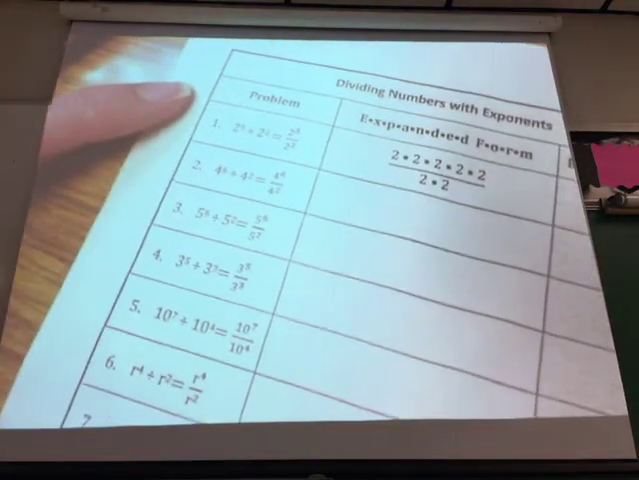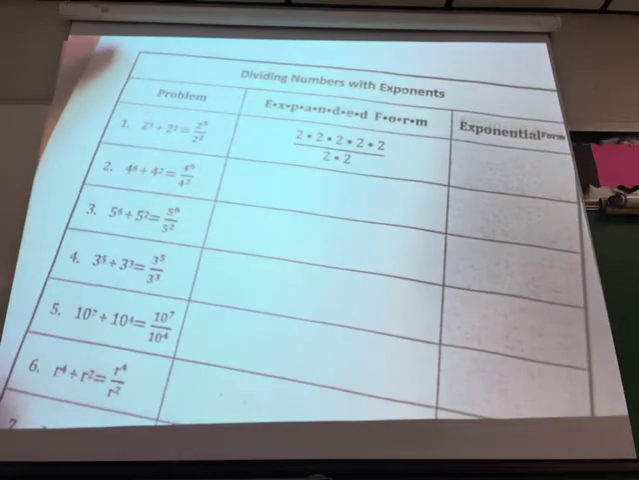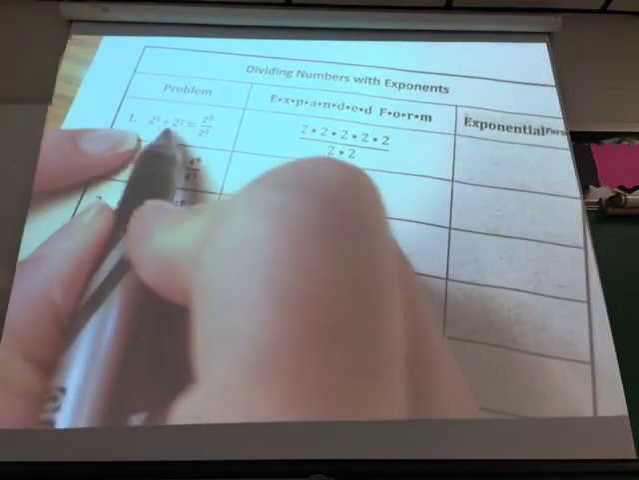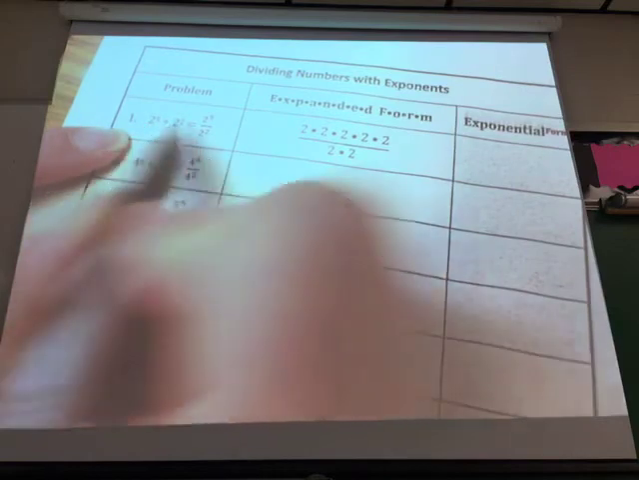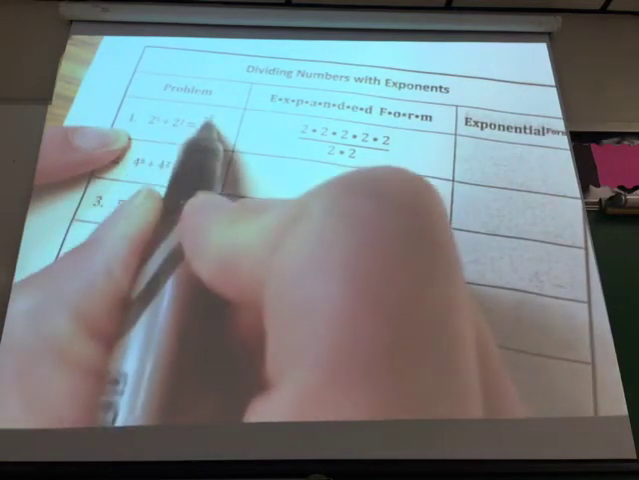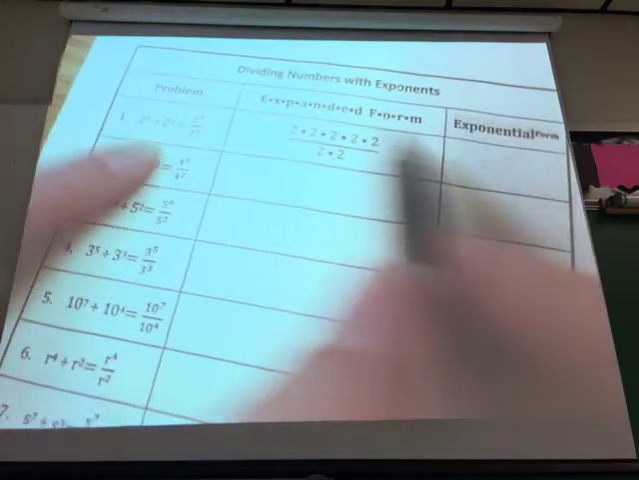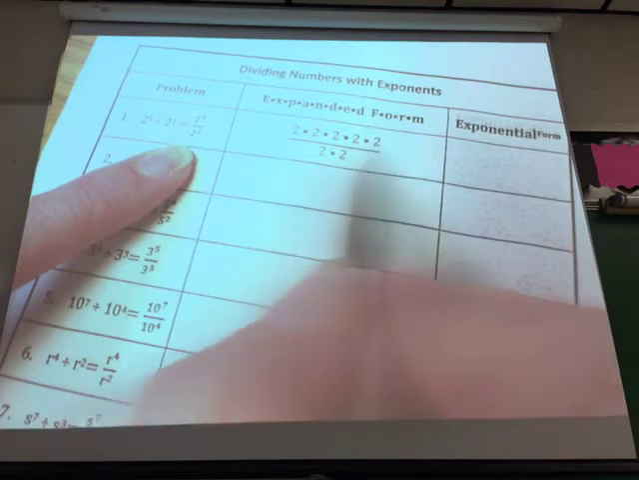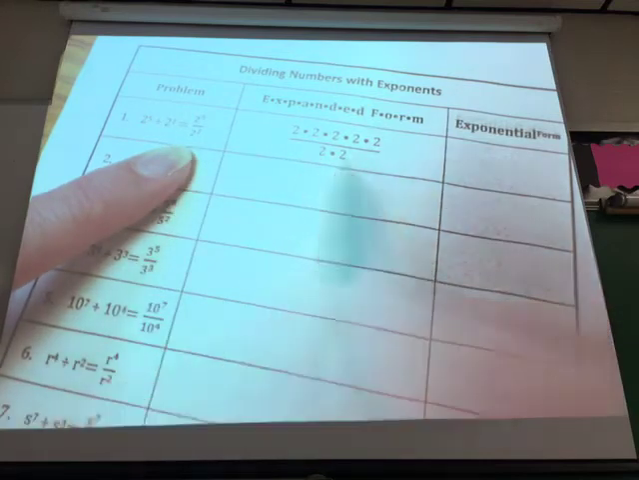And then there's one more rule that we want to talk about, and that's dividing numbers with exponents, okay? This is another picture that we will be attaching. 2 to the 5th power divided by 2 squared. It can be written like this, or it can be written top to bottom, like this. It's the same problem, just written differently. So in expanded form, 2 to the 5th power, you've got 5 2's up here. 2 squared, you have 2 of them down here.